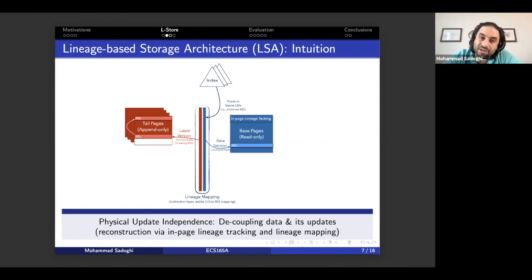But more importantly, from this lineage mapping, from this translation layer, which is essentially an indirection layer and nothing more than an indirection, same as the indirection that we talk about in the page directory of the slot ID, I will have an indirection that points to the latest version of the record in the tail page.